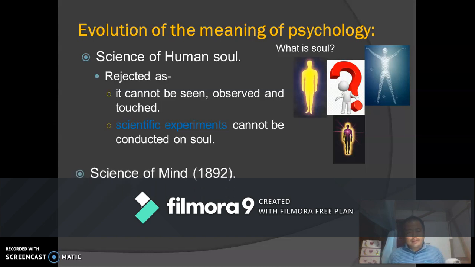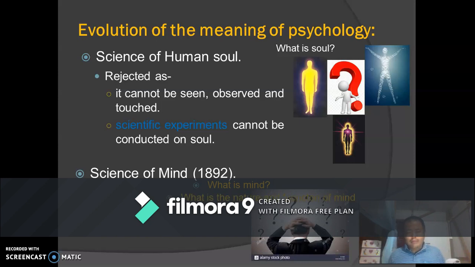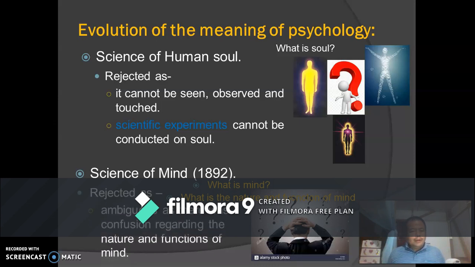Then psychology was considered as the science of mind. Similarly, an important question arises: what is mind? What is the nature and function of mind? All these questions lead to an ambiguousness of the concept called mind as the science of psychology. It creates a lot of confusion. So the concept of psychology as a science of mind was again rejected.